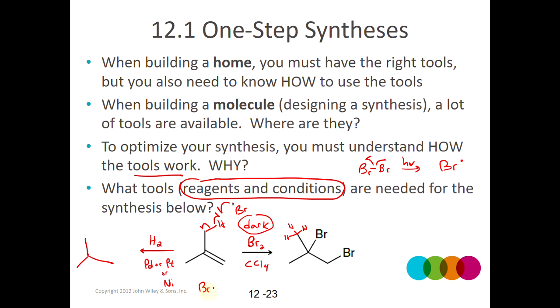So if you recall the mechanism for that, the pi bond picks up a bromine, the bromine attacks it back, and this bromine is a leaving group. That's the one that forms the three-membered ring.